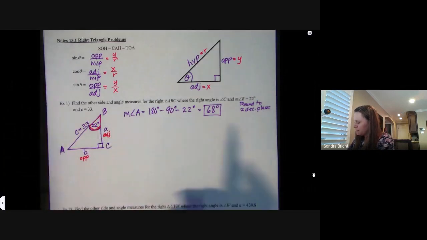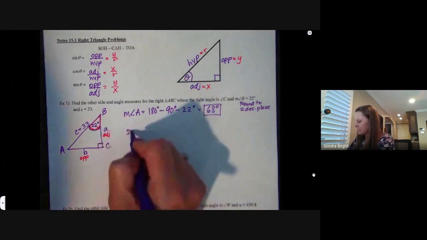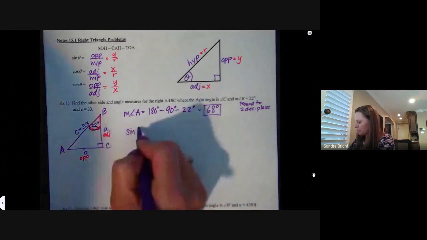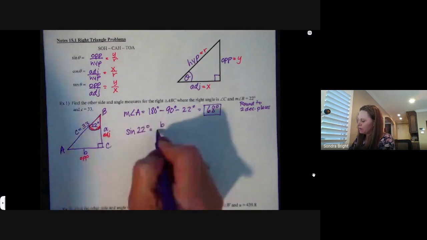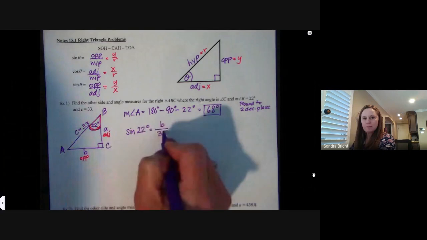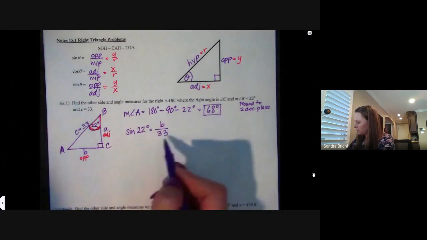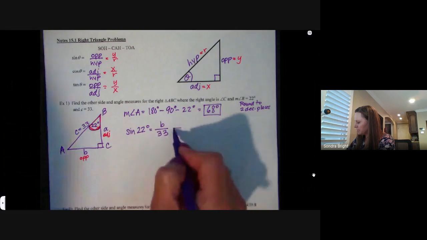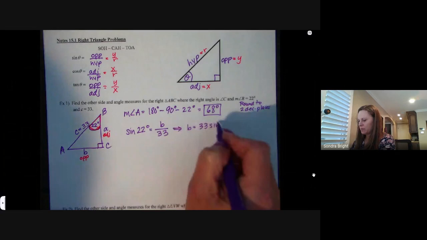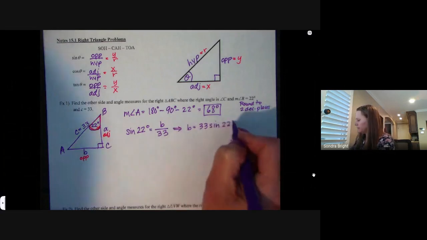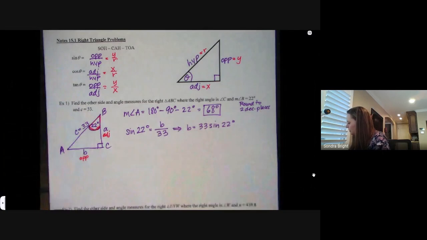All right, so here's what I know. I know that sine of angle B, 22 degrees, is the opposite side, which I labeled as side b, over the hypotenuse, which we know is 33. And so how do I solve for b? Multiply both sides by 33, so that side b will equal 33 times sine of 22 degrees. And when you put that in your calculator, yes, you need your calculator. You need to make sure you're in degree mode.